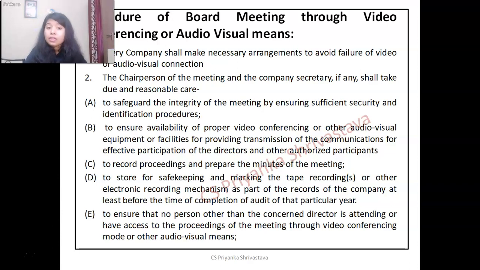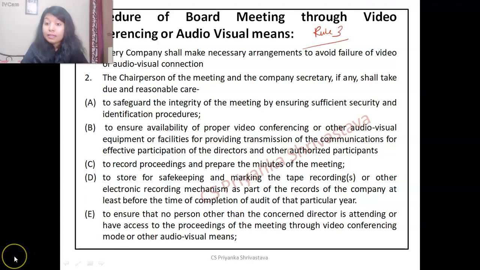Now, the procedure of Rule 3. This is Rule 3. It says the procedure of board meeting through video conferencing or audiovisual means. Let's start with the topic: procedure of board meeting through video conferencing or audiovisual means. So Rule 3 basically tells about this procedure.